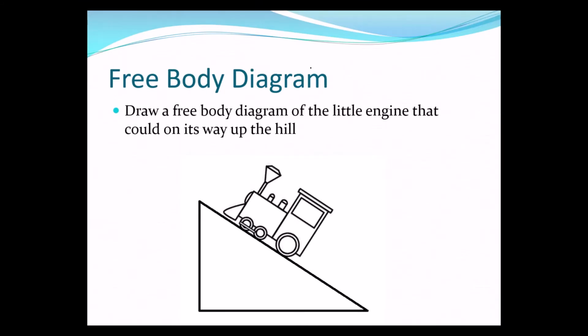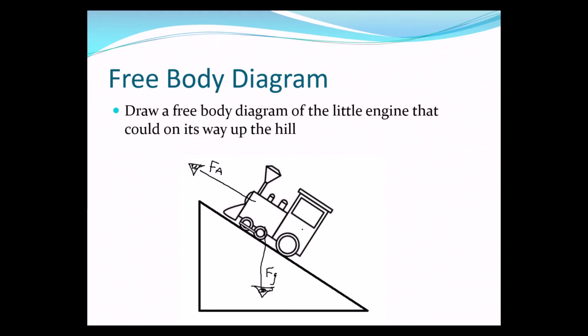Okay, so now to some real stuff. So we're going to draw a free body diagram of the forces acting on the little engine that could on its way up the hill. So we'll start off with some easy ones. So going straight down is going to be our force of gravity, right? And then there's a force bringing it up the hill. So there's going to be a force applied that's up the hill.